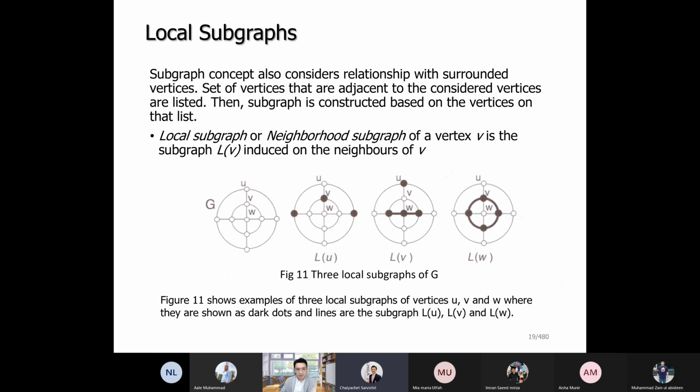Okay, what about this local subgraph? Check this one.